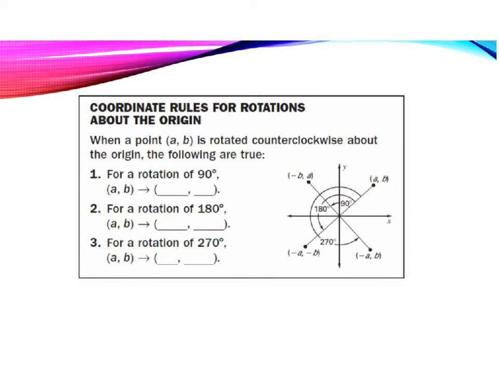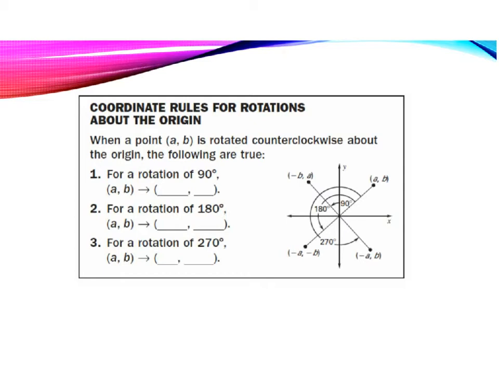Alright, so here we have some coordinate rules for rotations about the origin. Whenever we are using rotations for any figures, these are the 3 rules that we're going to apply. We're going to rotate about the origin 90 degrees, 180 degrees, or 270 degrees. If you're asked to rotate 360 degrees, that's just the image itself. You've come all the way back around to the original image.